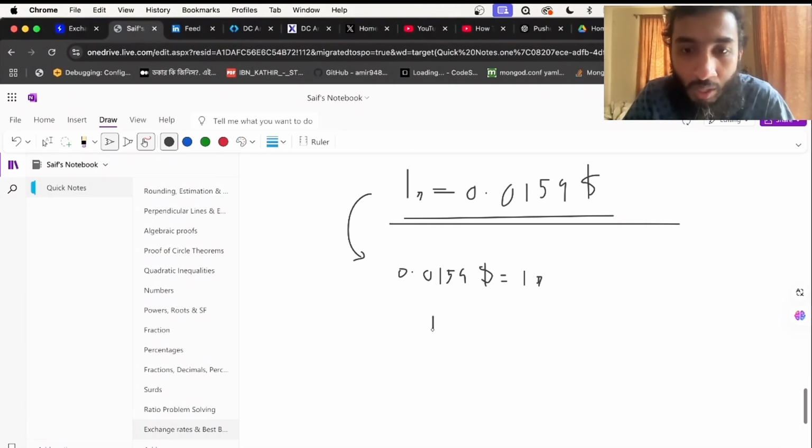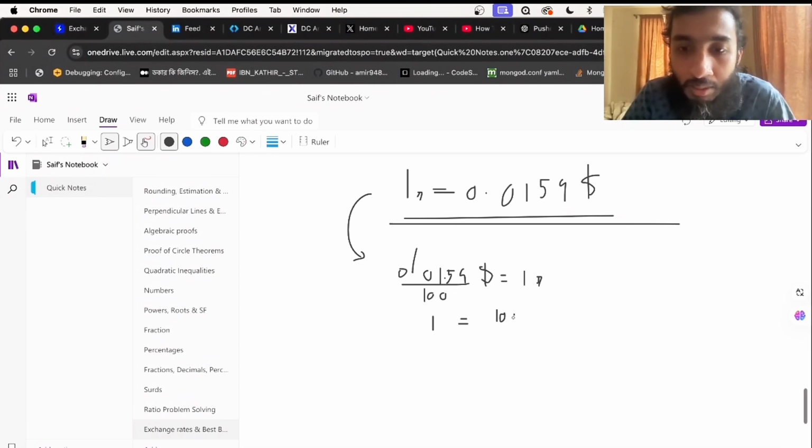So what is $1? If I take out the point, let's say here 1.5, I have to divide it by 100 because I'm skipping two digits to the right. So 1.5 divided by 100 dollars is 1 rupee. So what is $1? $1 is 100.